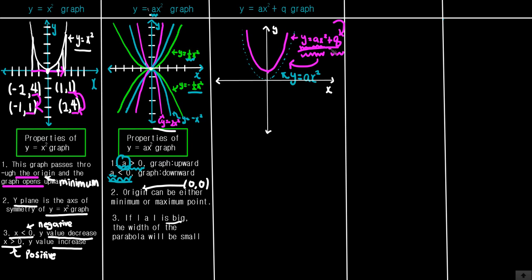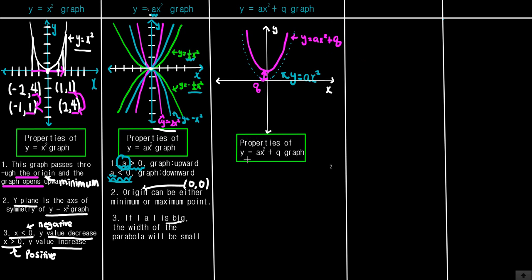In the y equals ax squared plus q graph, q is a y value, which means the dotted line is the y equals ax squared graph, but we moved it in the y-axis direction by q. So I moved it up by q, and this distance right over here is q.